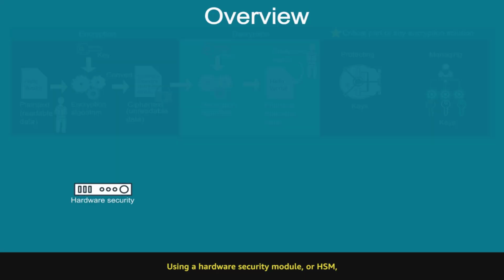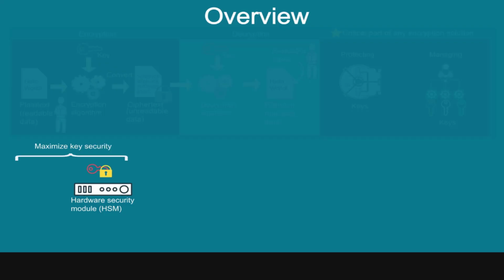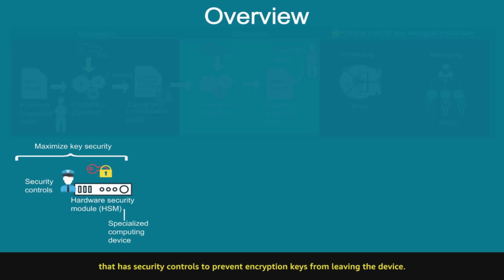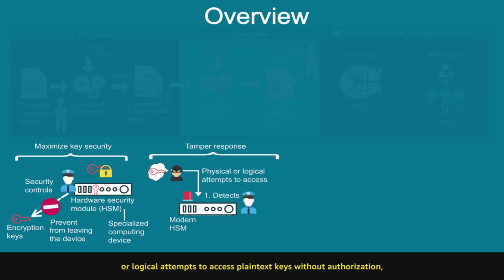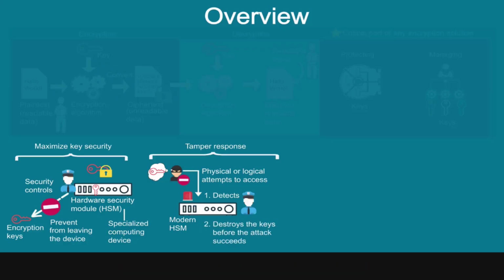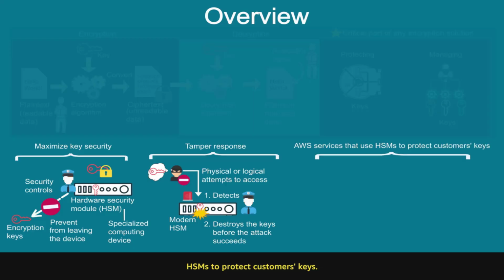Using a hardware security module, or HSM, is a best practice to maximize key security. An HSM is a specialized computing device that has security controls to prevent encryption keys from leaving the device. Tamper response is one such control in modern HSMs. When an HSM detects physical or logical attempts to access plaintext keys without authorization, it destroys the keys before the attack succeeds. At Amazon Web Services, or AWS, we offer two services that use HSMs to protect customers' keys.